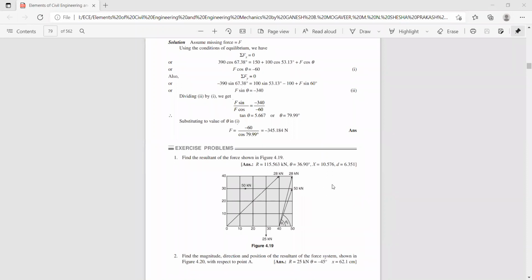Now let us find sigma f of x, the components parallel to our x-axis. So sigma f of x is 50 plus 28 cos 45, plus 50 cos theta 2, plus 28 cos theta 3. Whatever value you get, just write it down.